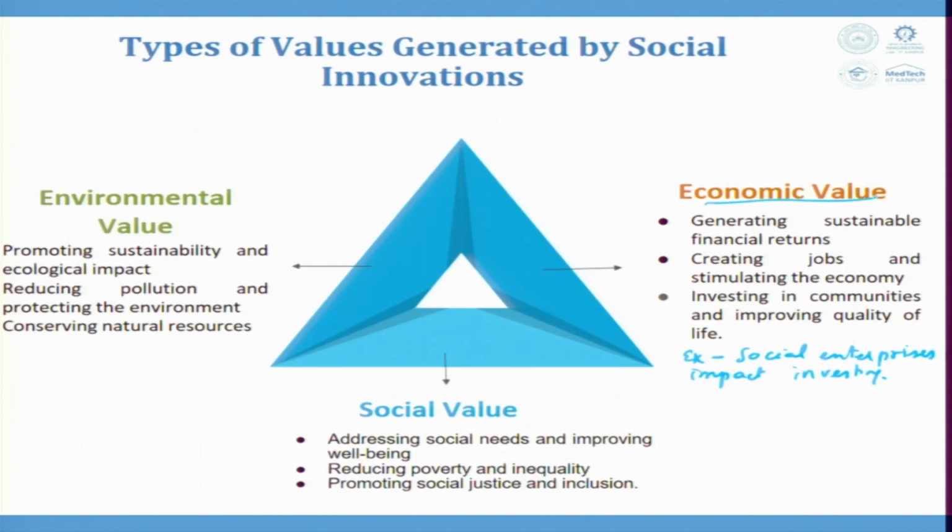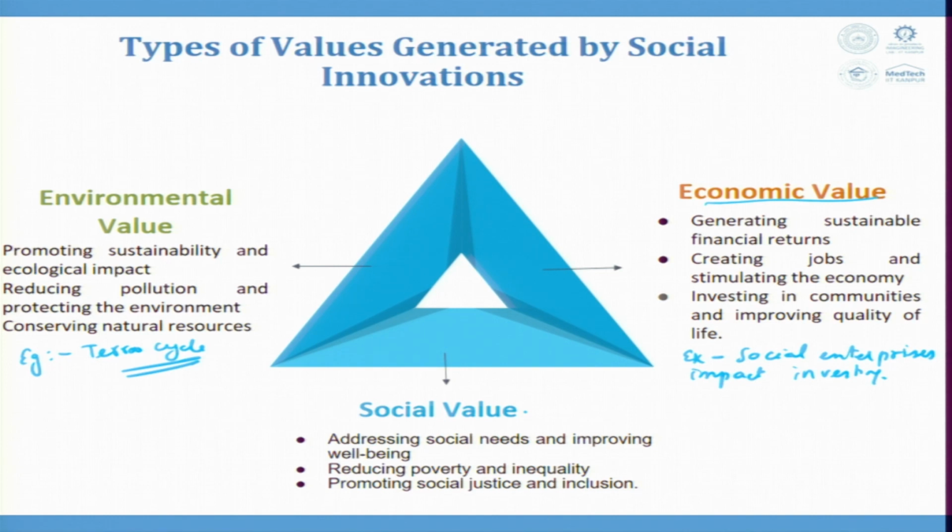When we talk about environmental value, it is promoting sustainability and ecological impact by reducing pollution, protecting the environment and conserving natural resources. All these things are very important when you talk about environmental value. Say for example, here we have TerraCycle as an example. So, the assignment is to look at what TerraCycle is, and also to look at Khan Academy: what is the model, how do they sustain, why is it still popular.